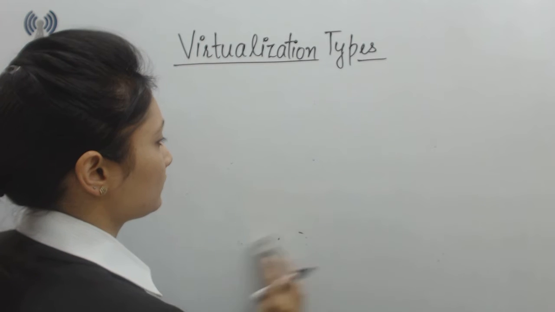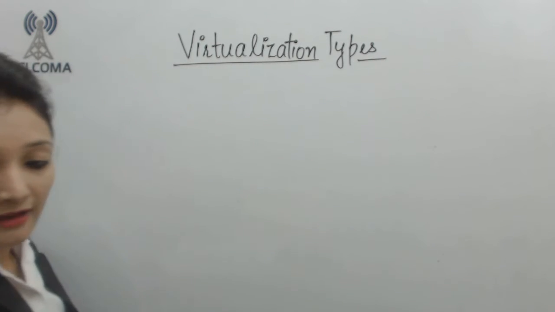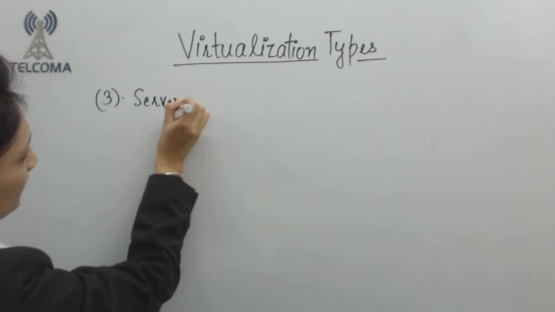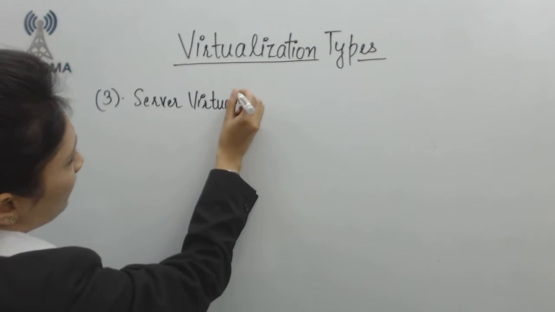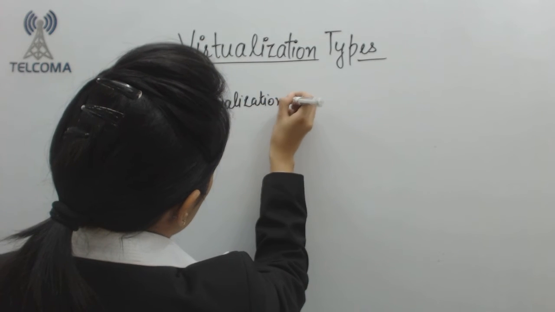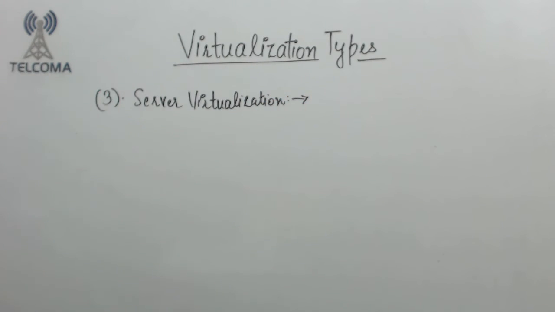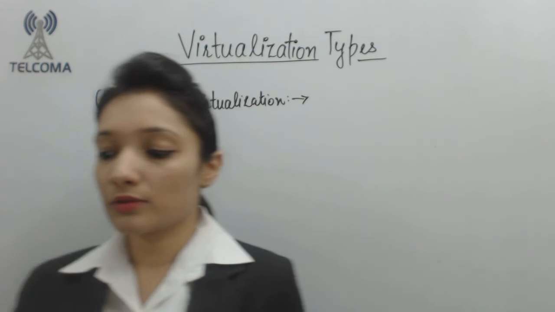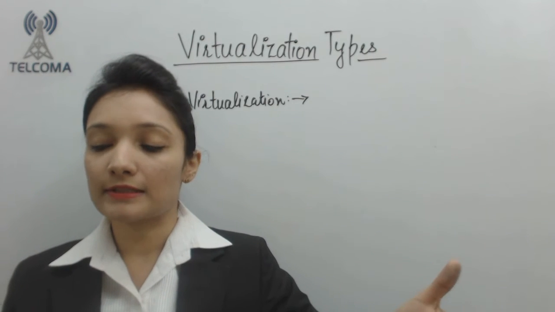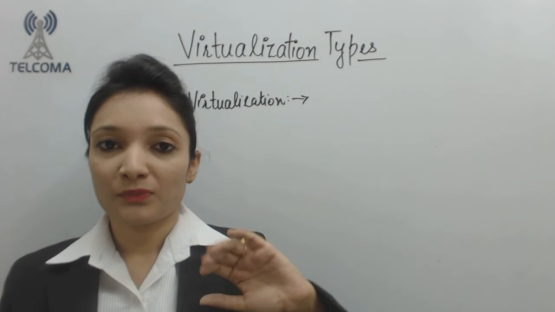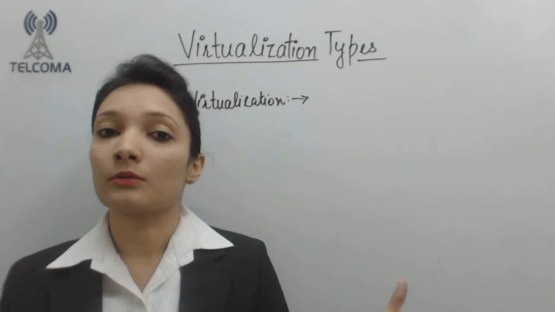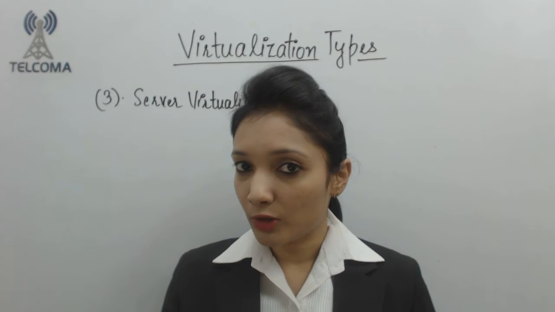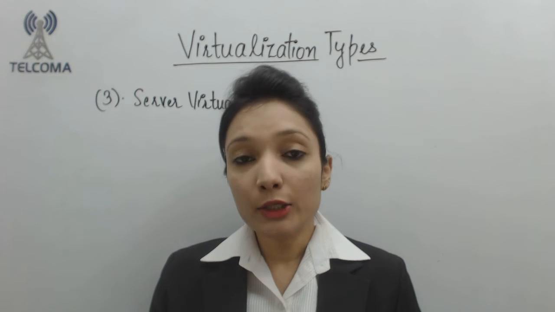Now after that, the next one which we have is server virtualization. This is also a very important type, and it is also utilized in cloud computing scenarios. Server virtualization means we are virtualizing the various servers. So basically, server virtualization is the partitioning of one physical server into smaller virtual servers. You have one actual physical server, but you have to provide the services of that server to a different number of users. So you are partitioning that one physical server into smaller virtual servers.